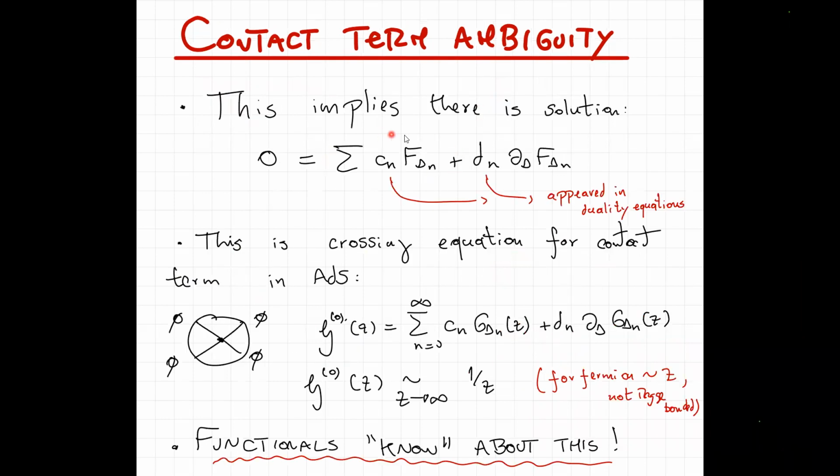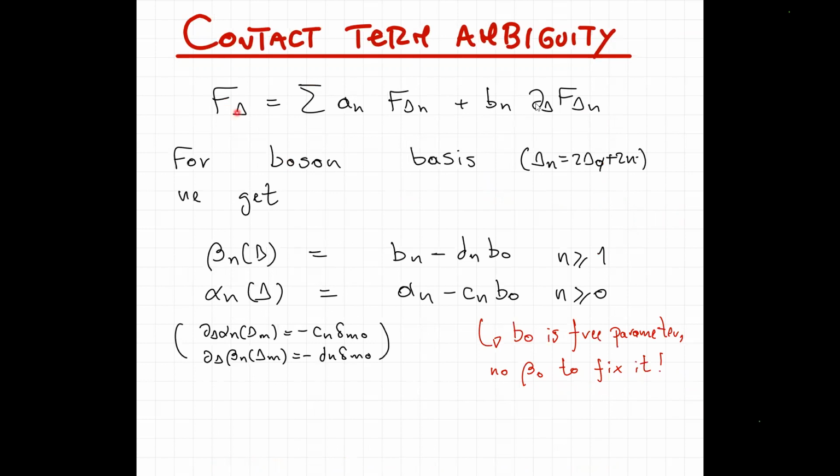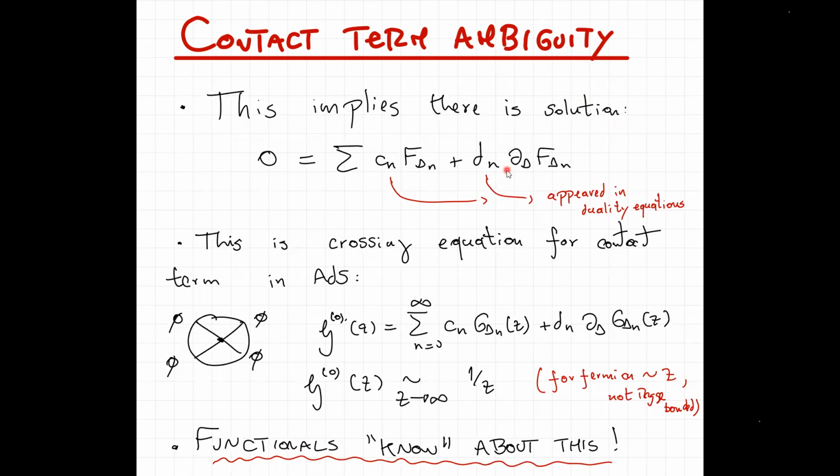So actually this implies that there is a solution. There is a zero mode or a homogeneous solution to the equation that looks like this. So you take this equation, if you plug in zero here, then you get zero equals this and zero equals this. So you are able to fix all the coefficients in terms of d n and c n, and b0 we can set to one. Okay? So the functionals are telling us that there exists a solution of this form. Now, is this a solution to crossing? Have we ever seen it before?